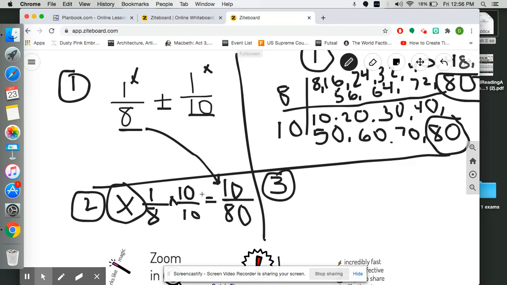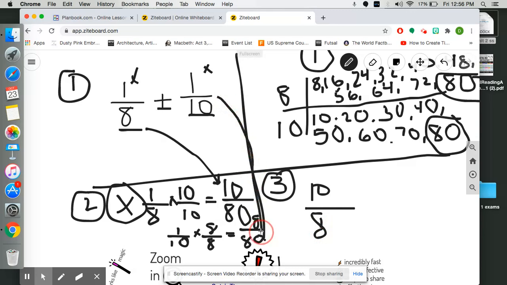Now I have to do 1/10 and turn it into something with 80 on the bottom. I don't know what that is yet, so I'm going to count. 1, 2, 3, 4, 5, 6, 7, 8. I'm going to multiply by 8. My bottom should be 80. 8 times 1 is 8. And I end up with 8/80ths. So 1/10 becomes 8/80ths.